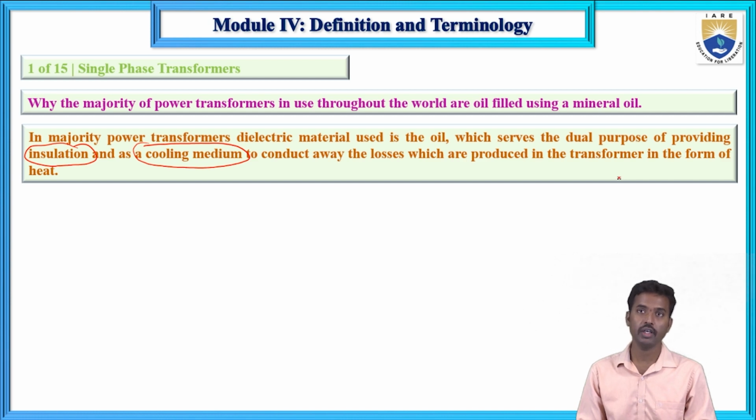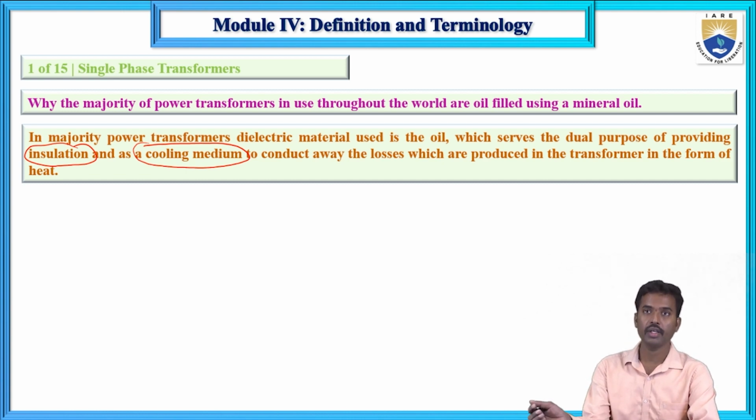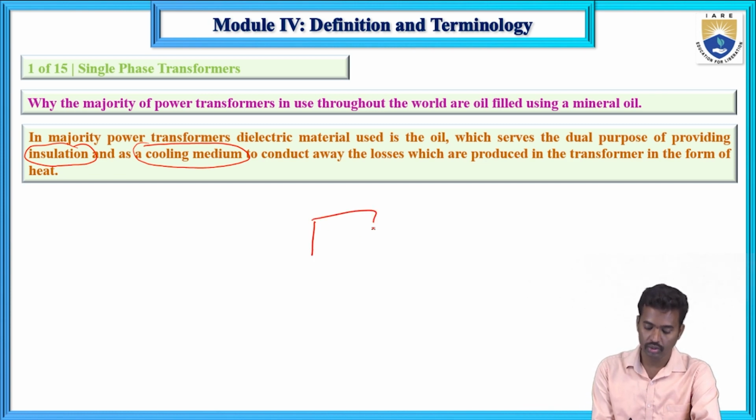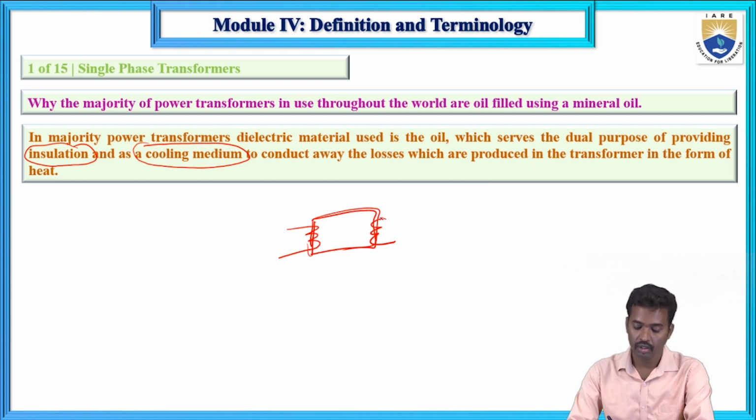There are iron losses and copper losses generated because of the iron core and the transformer winding. This is the transformer core and windings. Because of winding resistance, there are winding losses, that are copper losses, and because of the core, there are iron losses, that means core losses. These losses are produced in the form of heat.